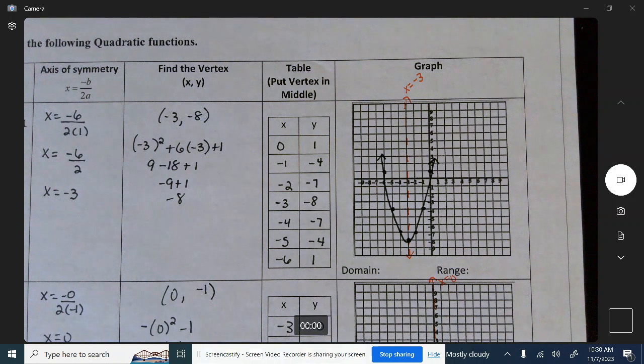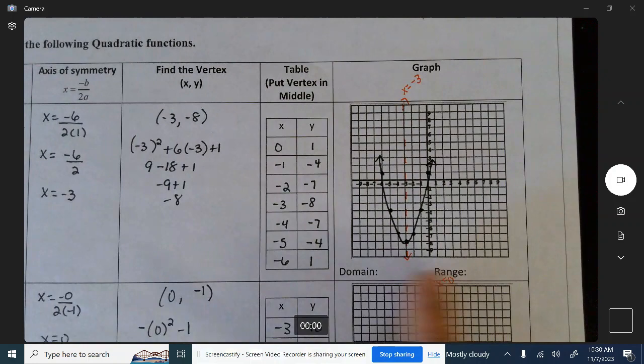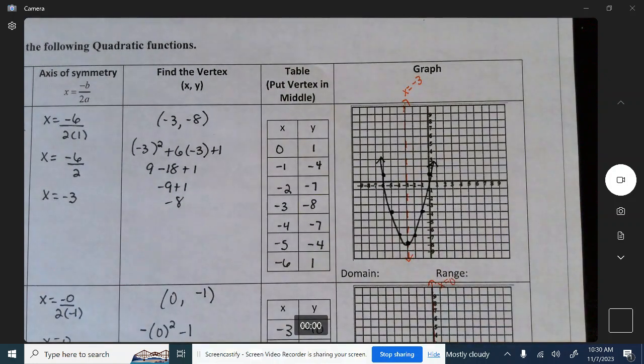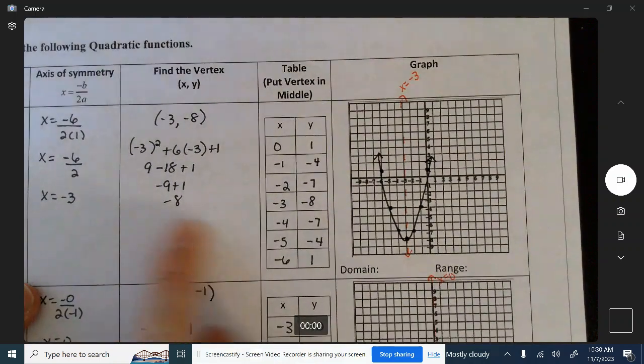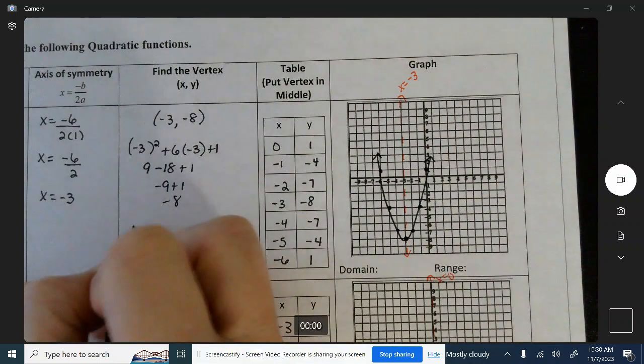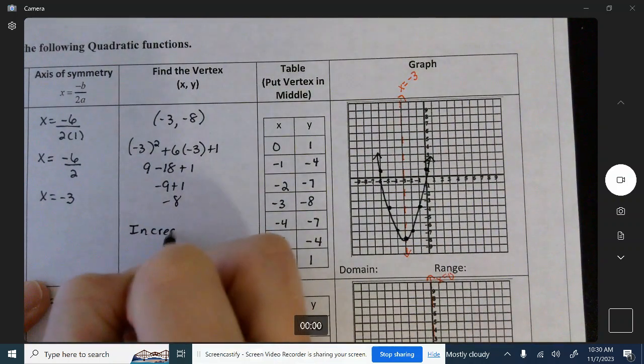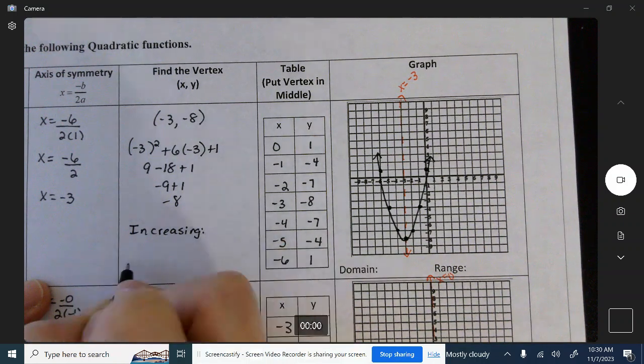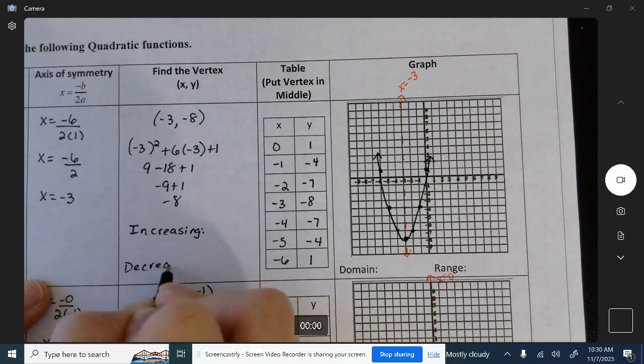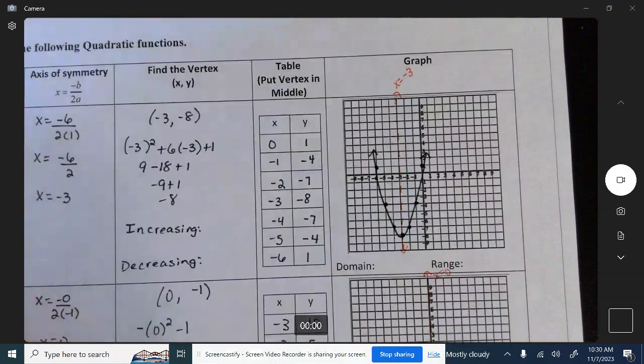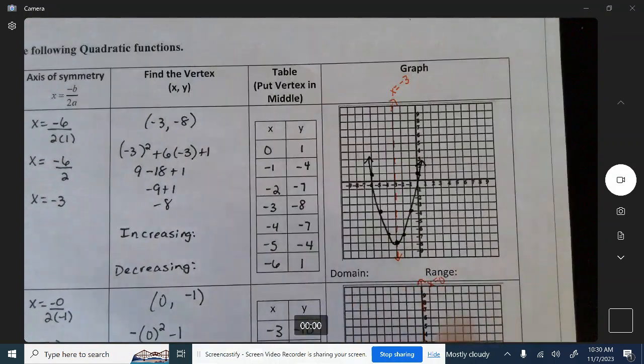Okay, guys, so I know that while we were doing this, many of you may have thought that I forgot about this little part right here, domain and range. But I wanted to save that, and I also want to add in, right here where it says find vertex, I want you to write increasing and decreasing. What we're going to look at is where is the graph increasing, where is the graph decreasing, and we're going to find the domain and the range.